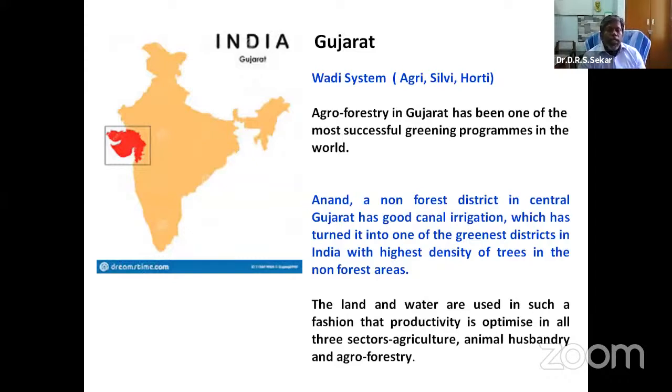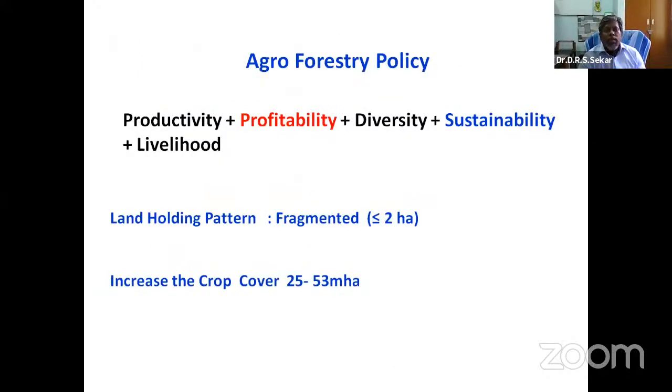In particular, Anand, a non-forest district in Gujarat, has canal irrigation. They have made very good progress, with the highest density of trees in non-forested areas. It is almost like a forested area they developed. In this context, we are again streamlining various practices.